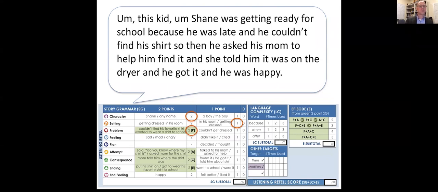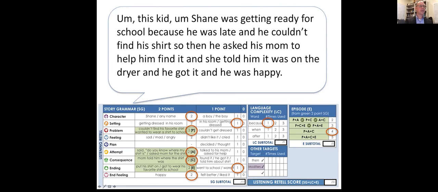"So then he asked his mom to help him find it," 2 point attempt, "and she told him it was on the dryer," a 2 point consequence, "and he got it," 1 point ending, "and he was happy," 2 point end feeling. We also used the word because in the story one time. We calculate the episode complexity that the student produced. This happens after you've listened to the story. You go back and look at how many of these 2 point elements that are shaded they included.